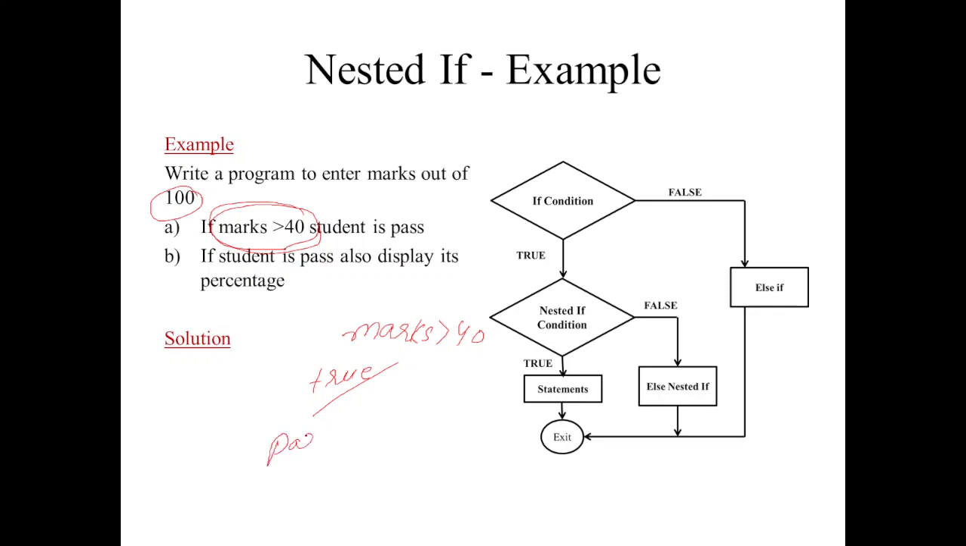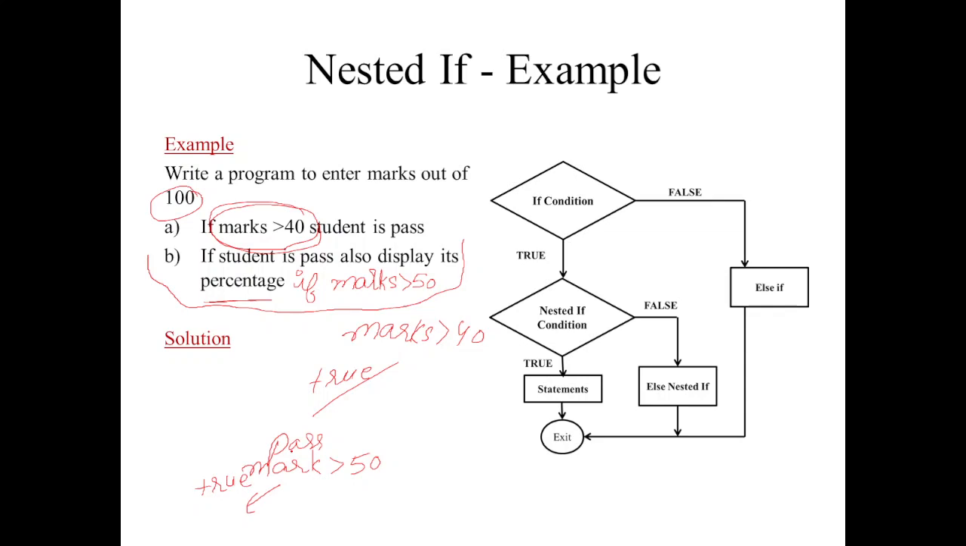So if the student is passed, then we will check another condition and we will calculate the percentage, and here we can add the condition that the marks are greater than 50. Here the second condition is missing in the question, so we can add the second condition ourselves. So the second condition is to check whether the marks are greater than 50. If so, the second condition will become true and we will calculate the percentage.